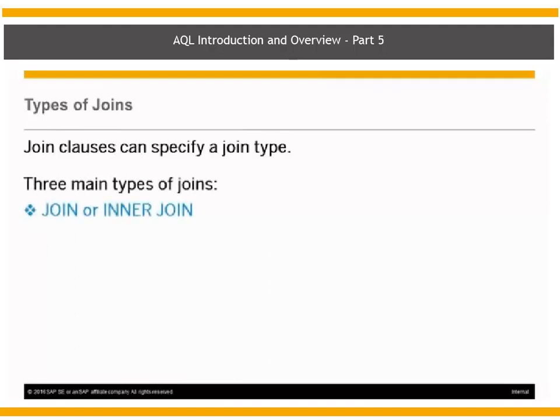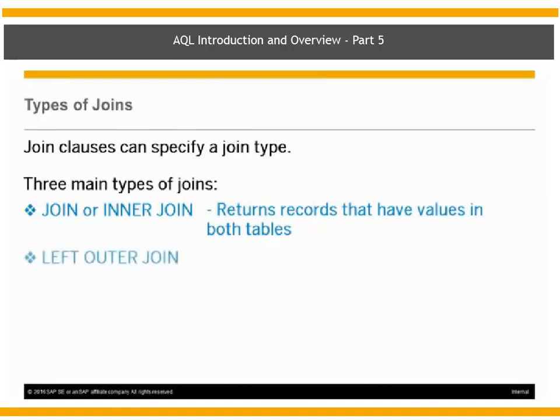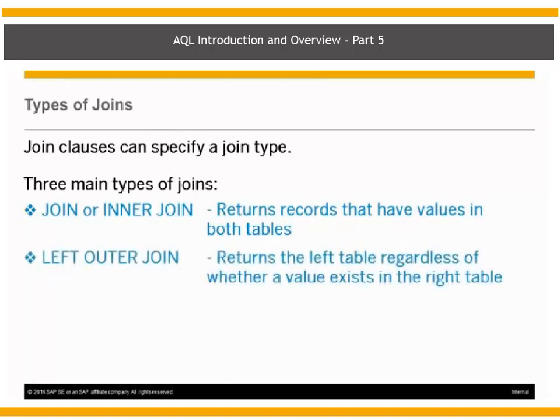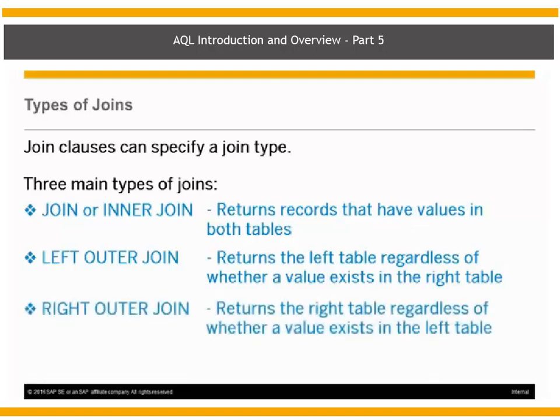Join or inner join returns records that have values in both tables. Left outer join returns all the values in the left table regardless of whether a corresponding value exists in the right table. And right outer join returns all of the values in the right table regardless of whether a corresponding value exists in the left table. Note that the most common joins are inner join and left outer joins. Right joins are rarely used for our purposes. In light of this, we will focus our attention on the first two types of joins.